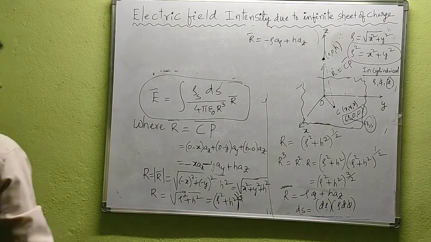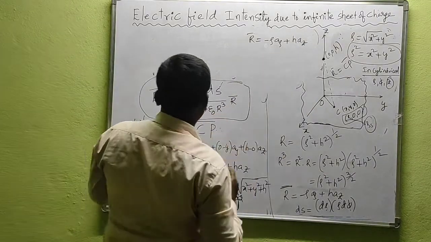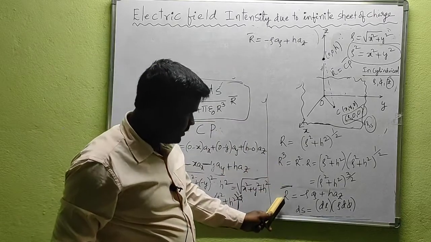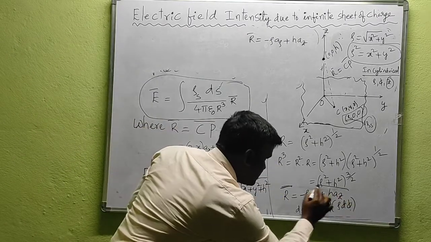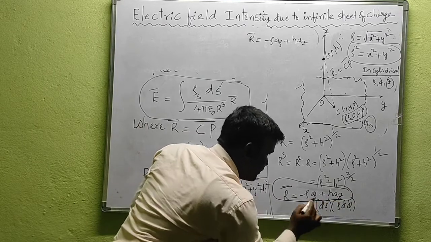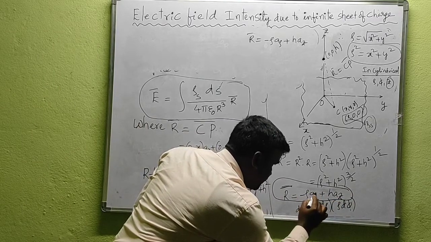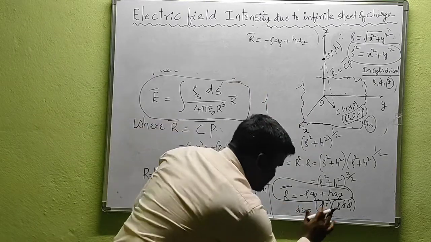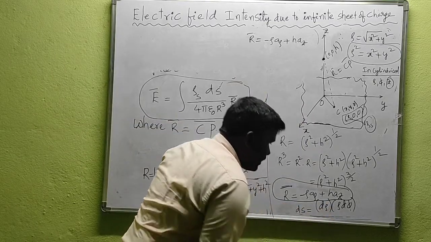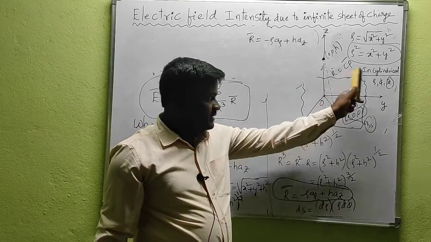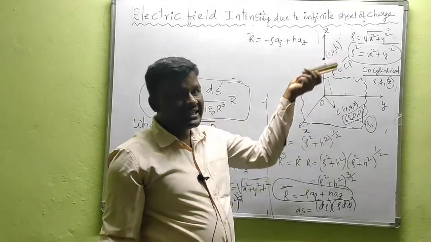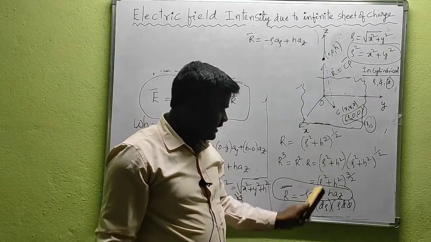That is r bar equal to what? Minus rho a rho plus h a z. Now substitute, we have r cube, r bar, minus rho a rho plus h a z, and ds, that is the differential surface area normal to z. Why normal to z? Because this sheet of charge is normal to z. So except z, I need to multiply the remaining two.